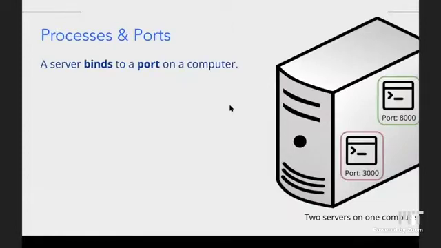The next thing I want to talk about is processes and ports. Your server binds to a port on a computer. What this basically means in our context is, if you remember, when you're trying to run your React code, you do localhost 5000. So 5000 is that specific port on which you're trying to access your server.